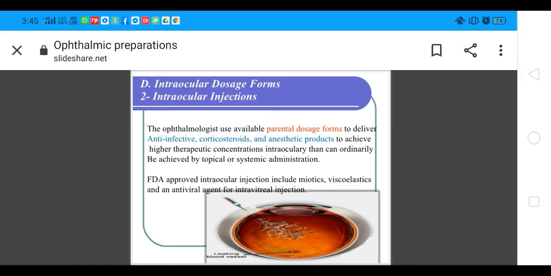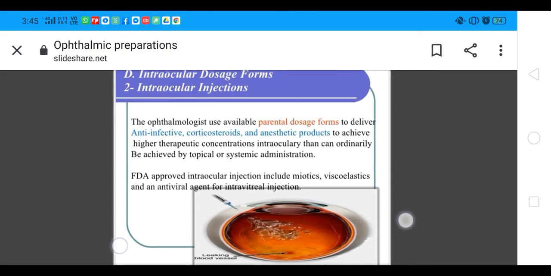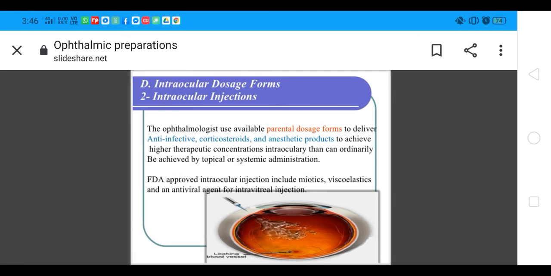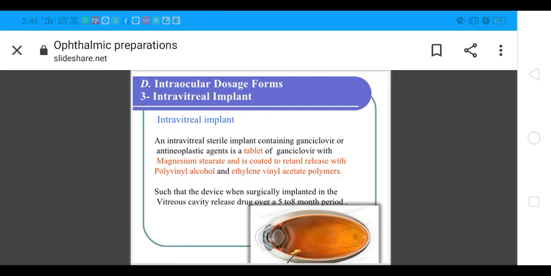And second is intraocular injections, with dosage forms like steroids, anesthetics or anti-infectives. To achieve high therapeutic concentration intraocularly, they have to be given in the form of injections. So the FDA has approved intraocular injections like miotics, antivirals, or for intravitreal use.